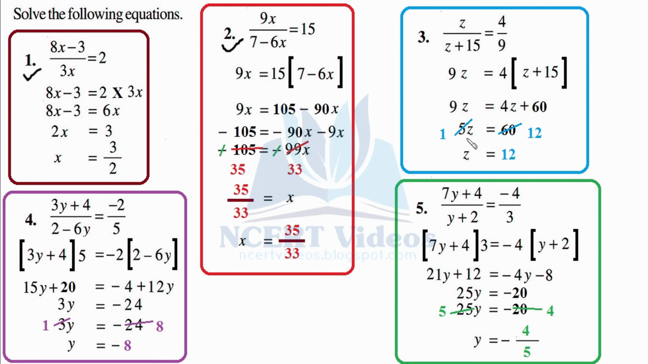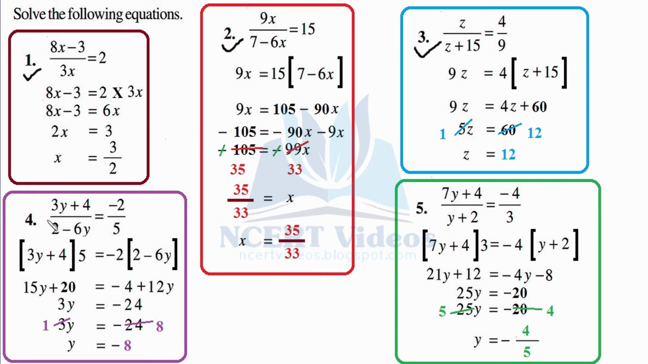We have a cancelling opportunity. 5 ones are 5, 5 twos are 10, so 12 fives are 60. Z is separated and its value came as equal to 12. In this way, we have solved our question number 3.